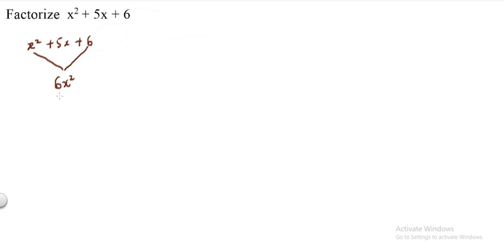The next thing you need to do is to find two numbers. Now, these two numbers, if you multiply them, the answer should give you plus 6 because the coefficient here is plus 6. And if you add them, the answer should give you plus 5. Now, you can think of these two numbers by yourself, but I'll give you a simple method to help you find the two numbers each and every single time.